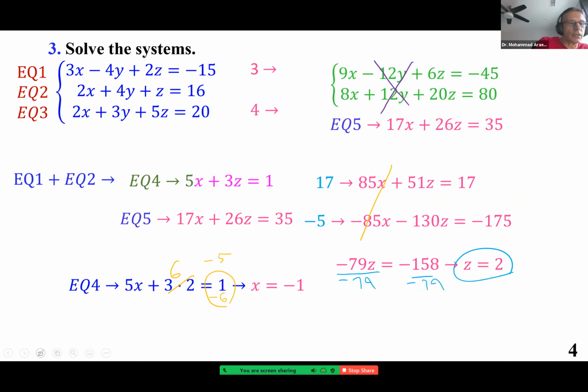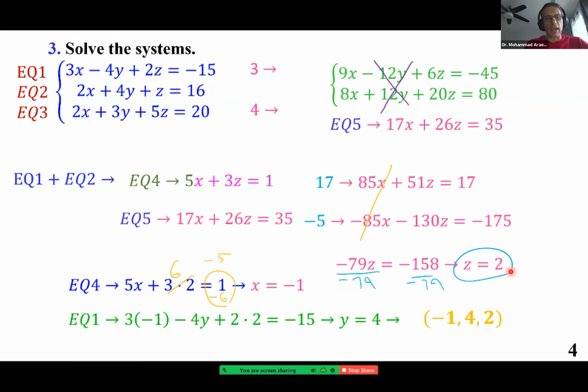What is missing now? It's y. You have to go back to one of the original equations. For example, the first one, 3 times x means 3 times -1, minus 4y, plus 2 times z means 2 times 2. And that gives you -15y because y becomes a 4. You can work this out. -3 minus 4y plus 4. I hope you realize -3 and 4 is +1. Take it to the other side, becomes -1 and -16 divided by -4 results in y being 4.